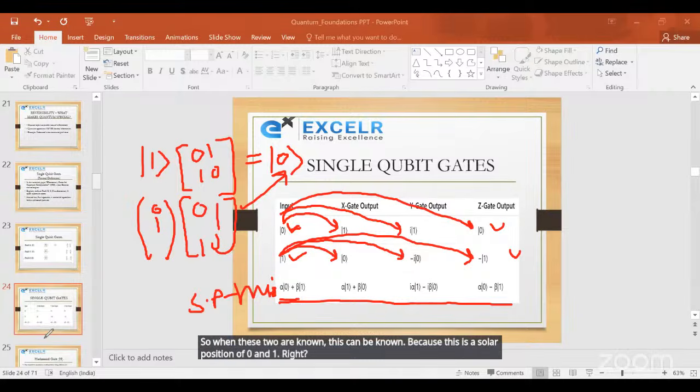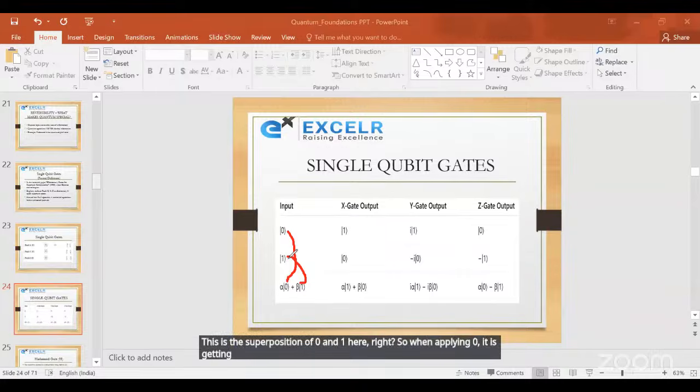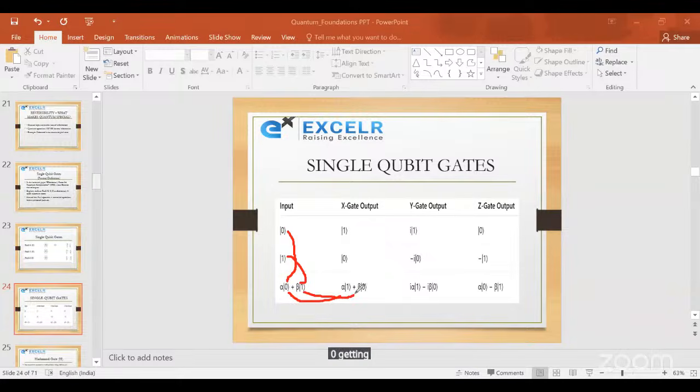Again, this is the superposition of 0 and 1 here. So when applying 0, it is getting 1. Applying 1, it is getting 0. Just reverse. That's why we are not worried about this mixed state. If you know this, you can know this, right?